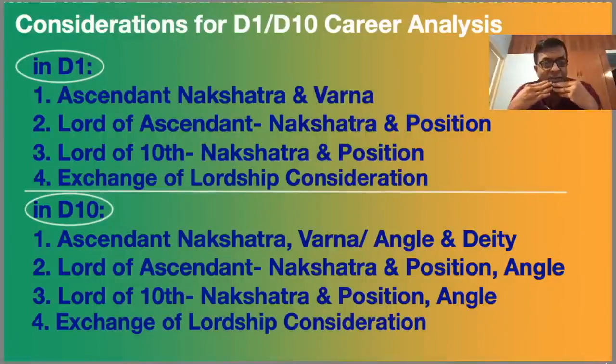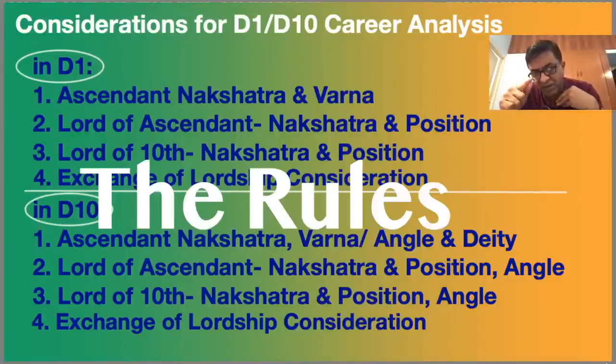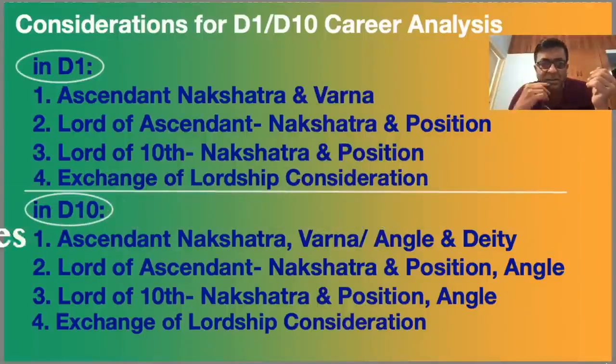You will see this. Number three, lord of the 10th, nakshatra, position, and angle. You can see between the D1 and D10, the only difference is we have added the angle. Basically, everything else is the same. Exchange of lordship consideration, if at all there is any exchange of lordship going on in the D10 chart as well.